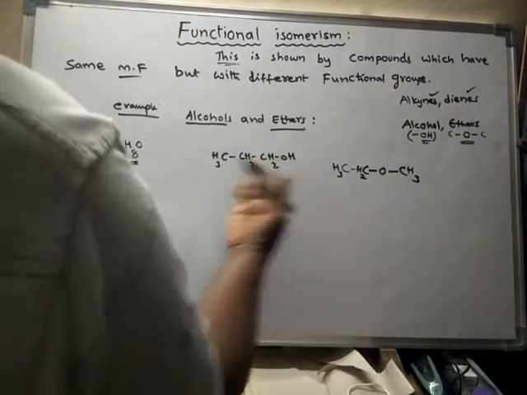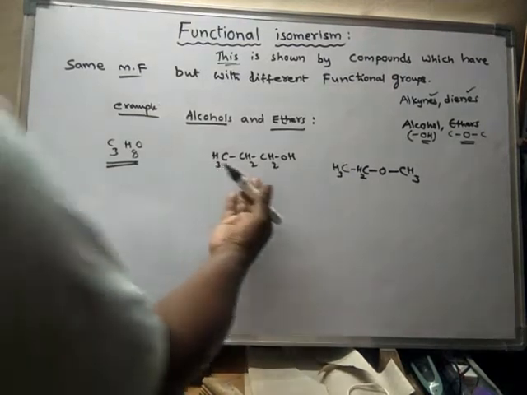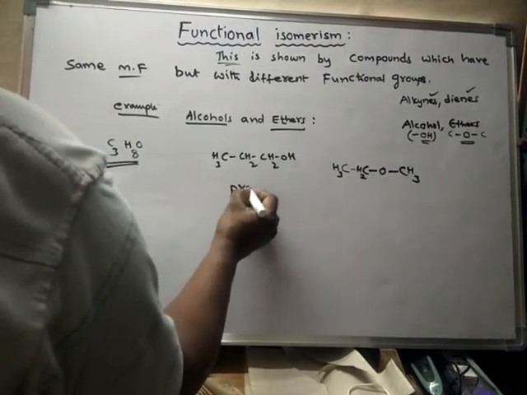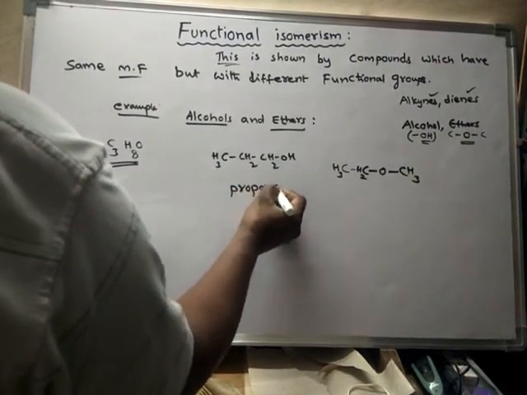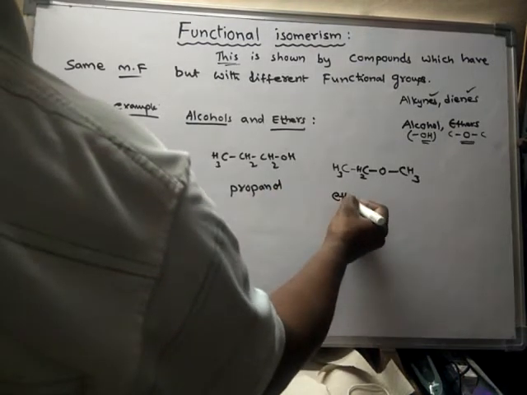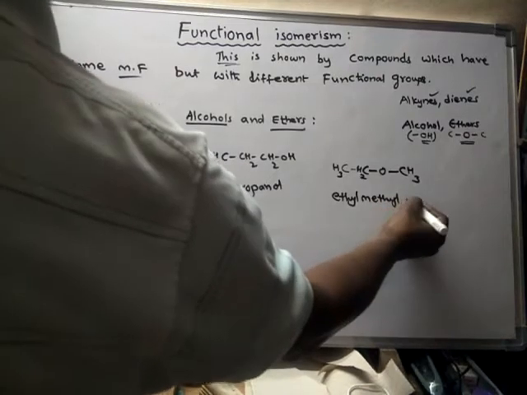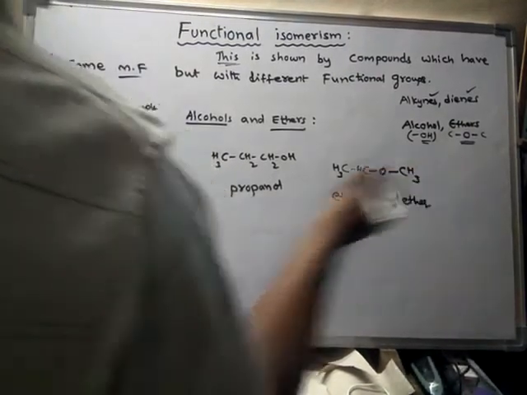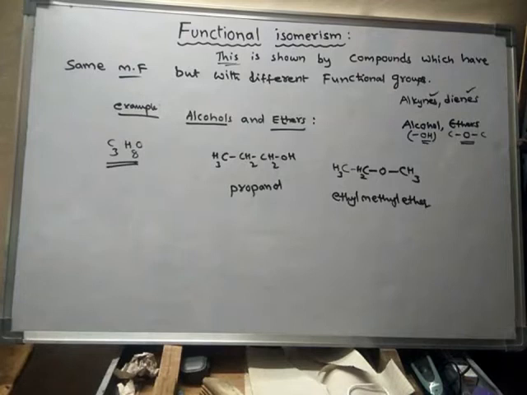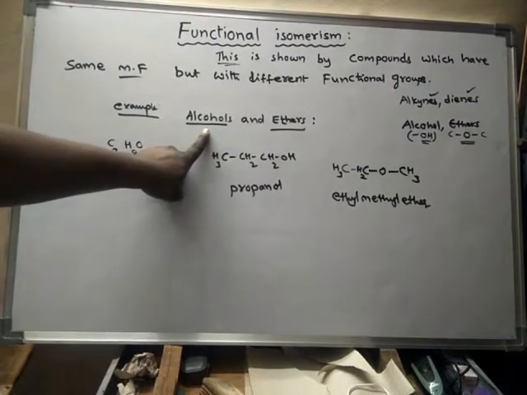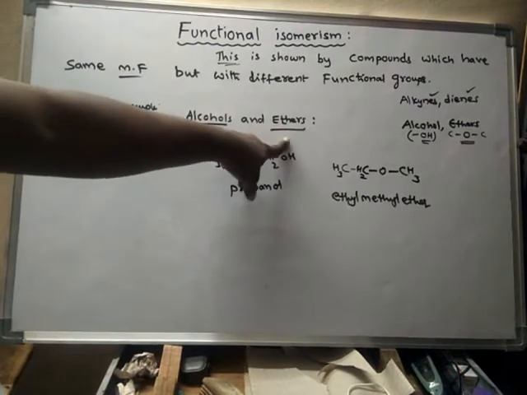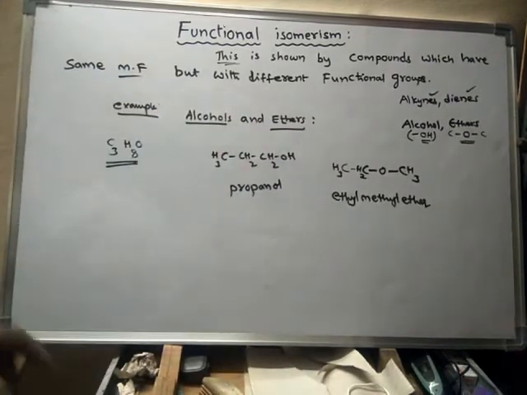So this is propyl alcohol, propanol, and this is ethyl methyl ether. So these two are functional isomers. Any alcohol is a functional isomer to an ether, and any ether will be a functional isomer to an alcohol.